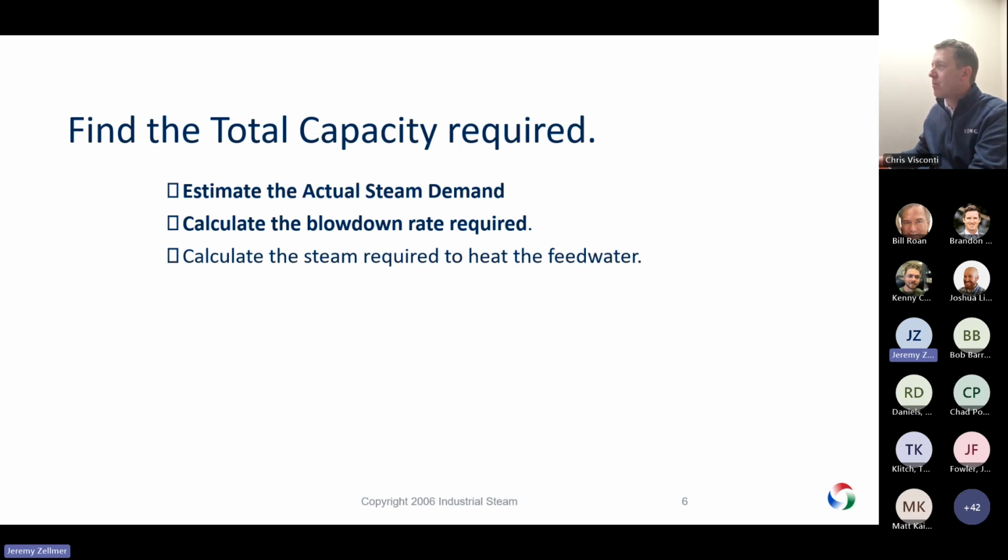Find the total capacity required. Estimate the actual steam demand. Calculate the blowdown rate. Calculate the steam required to heat the feed water. In this step, determine the blowdown rate of the boilers. There are shortcut ways to eliminate the blowdown required. However, we recommend that you review the blowdown requirements with the boiler manufacturer and your water treatment supplier to arrive at an approximate level of blowdown for the boiler. No matter what, you're going to have blowdown loss. So it's just one of those things: talk it over with them, and make sure it does go into that calculation.